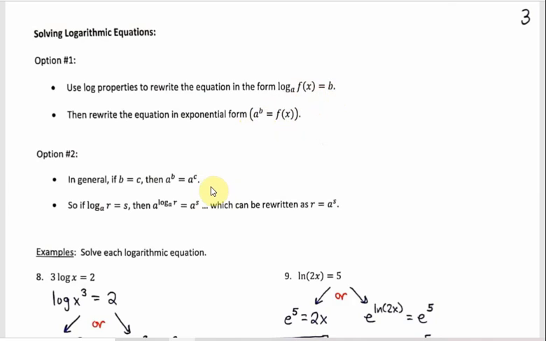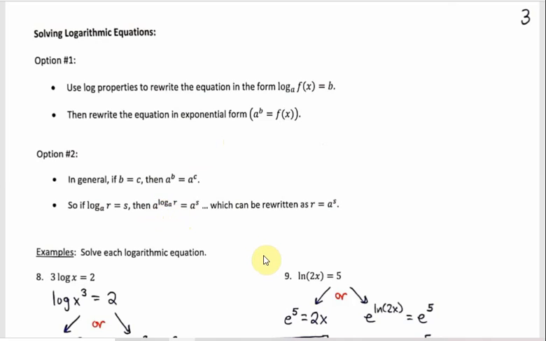Another way to do it is basically using the idea that the log and exponential functions are inverses of each other if you use the same base. Like here where it says if b equals c, then a raised to the power of b equals a raised to the power of c. So if you had log base a of r equals s, then if you use the same base, a raised to the power of log base a of r is equal to a to the s. But the left side is actually just r, because log with the base a and a being raised to the power, those functions are inverses of each other. So that just ends up being r.